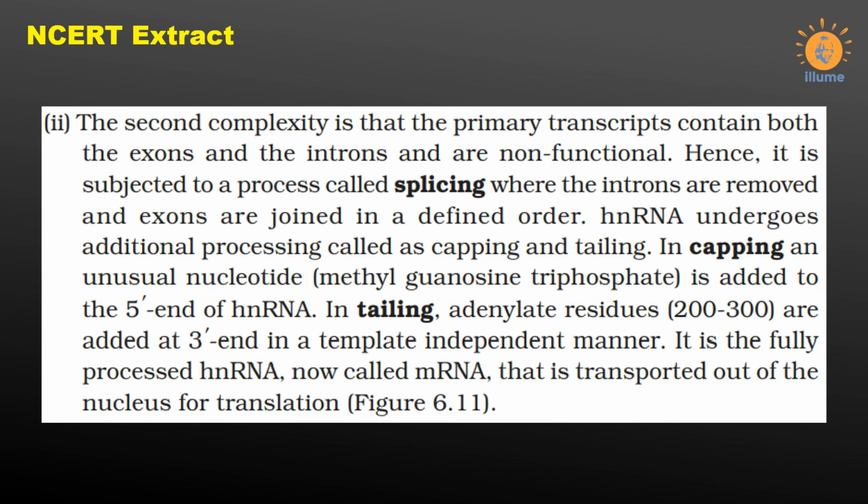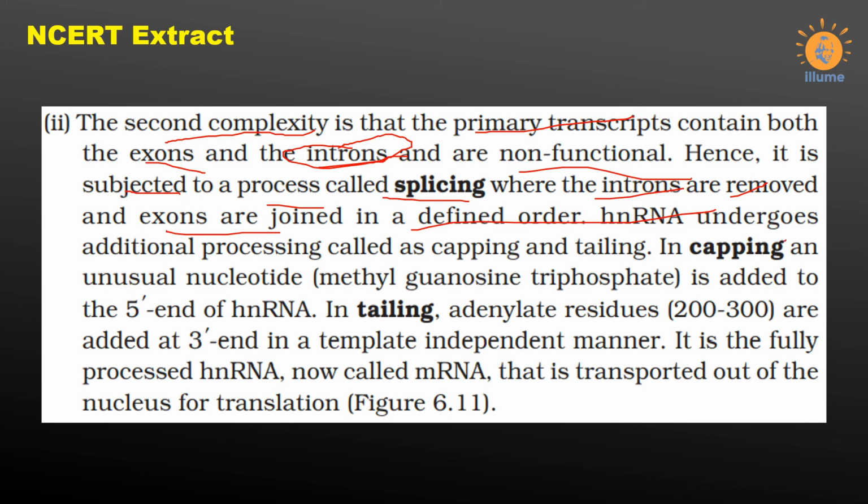The second complexity is that the primary transcripts contain both the exons and the introns and are non-functional. The introns are non-functional. As I have discussed, the primary transcript has got two parts, exons and introns. So this is subjected to a process called splicing, where the introns are removed and exons are joined in a defined particular order. As I have discussed, removal of the introns followed by rejoining of the exons.